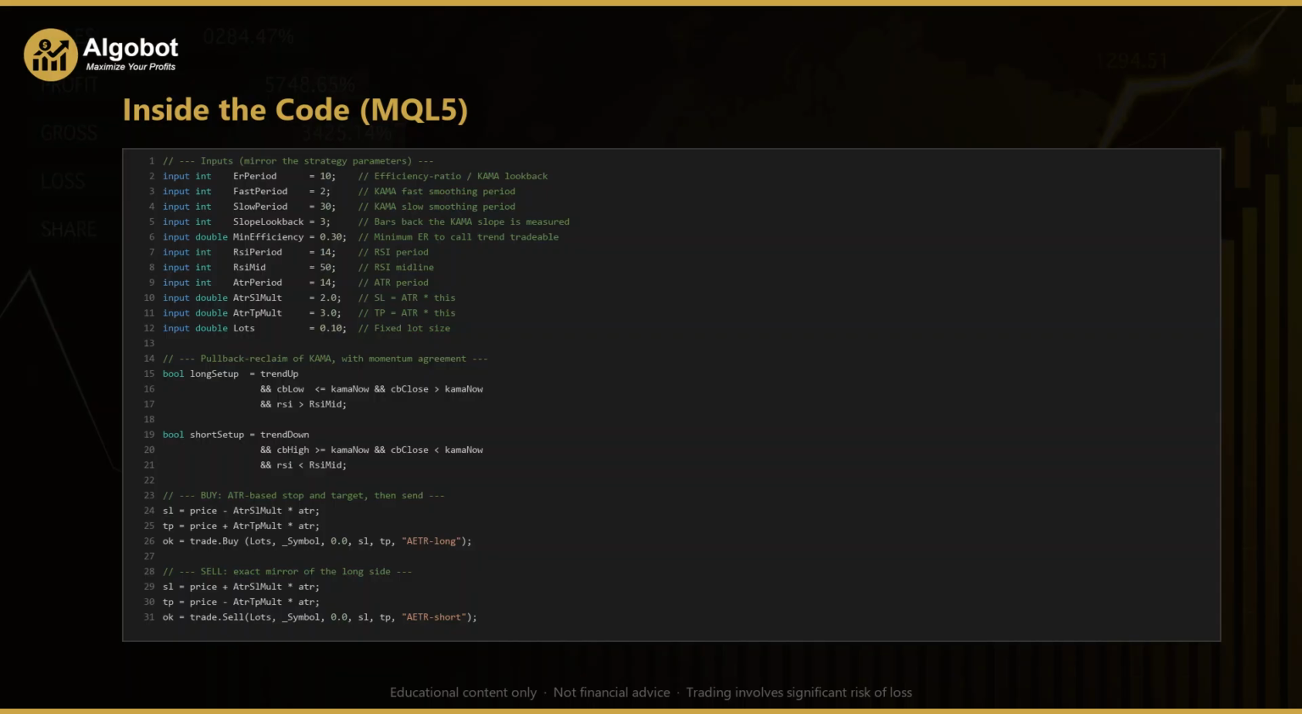You can see the efficiency ratio lookback set to 10, the fast and slow smoothing periods of 2 and 30, the slope lookback of 3, and the minimum efficiency of 0.3. Below those are the relative strength index period of 14 with its midline at 50, the average true range period, and the stop and target multipliers of 2 and 3. Now look at the two signal blocks.